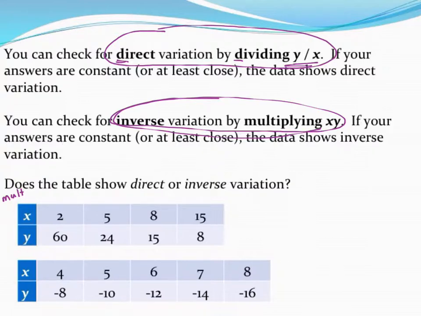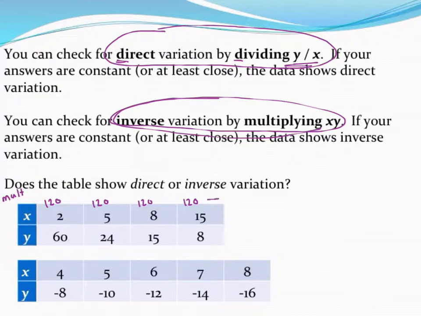So multiplying 2 by 60 gets me 120. Continuing to do that, 5 times 24 also gets me 120. That's a good sign. 8 times 15 is 120. And guess what? 15 times 8 is also 120. So that's what I meant by we're looking for a constant, the same thing when I either multiply or divide.